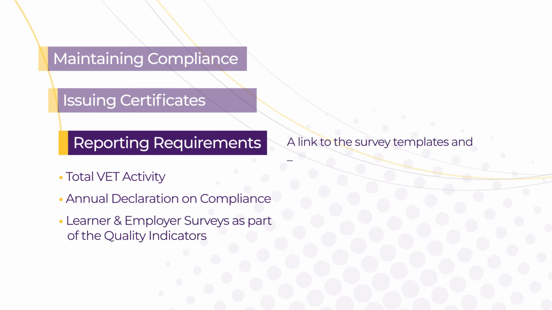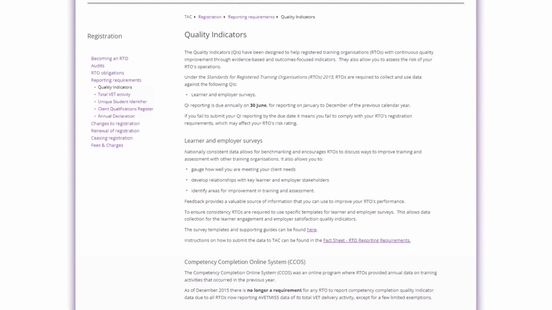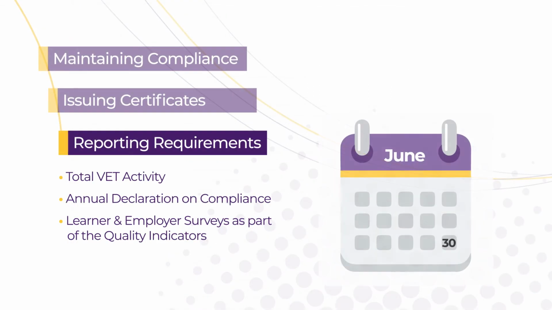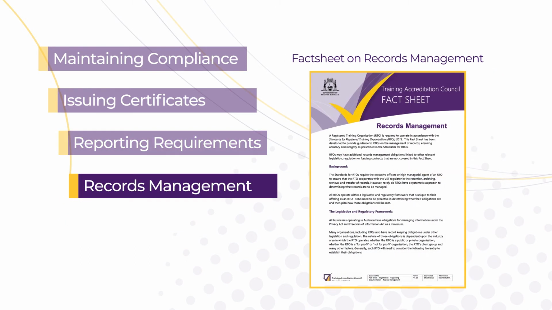The Learner Engagement and Employer Satisfaction Survey data forms part of the quality indicators. The RTO administers surveys, either electronically or in hard copy, to students and employers, then collects and reports on the data directly to TAC. This data is due 30 June each year for the previous calendar year. The RTO Reporting Requirements fact sheet on the TAC website provides more information on how RTOs are to meet these reporting requirements. The standards for RTOs require the executive officers or high managerial agent of an RTO to ensure the RTO cooperates with the VET regulator in the retention, archiving, retrieval and transfer of records.